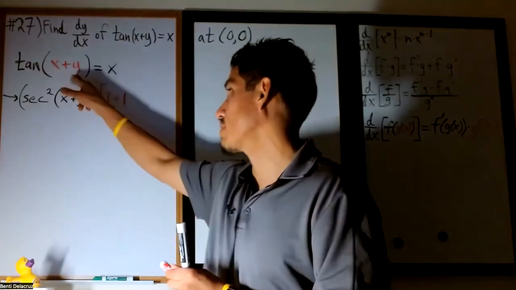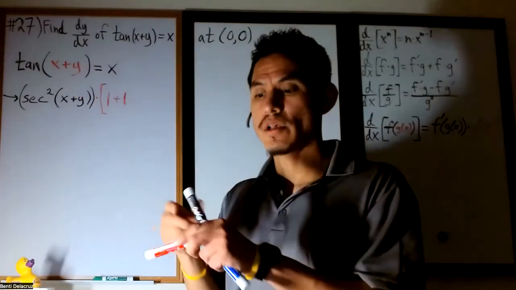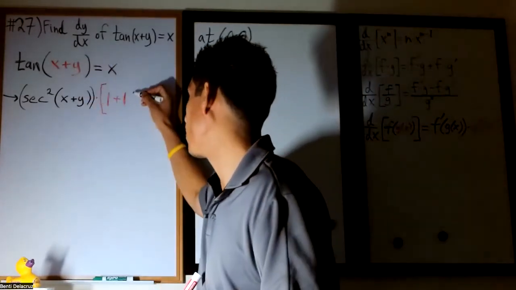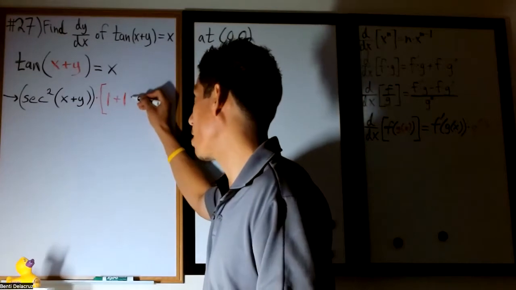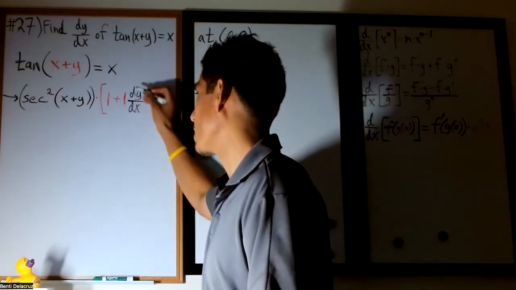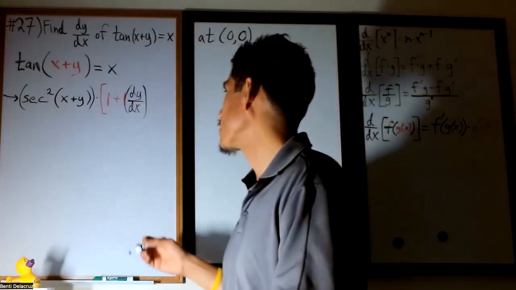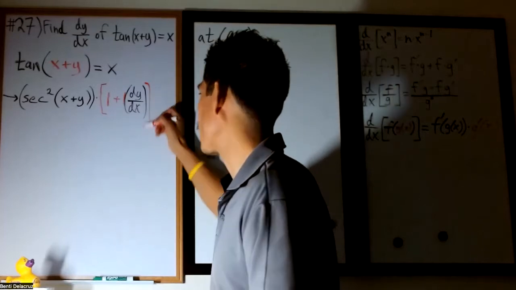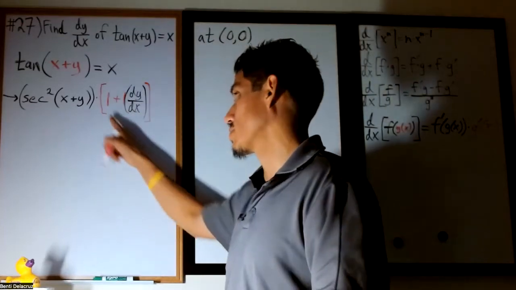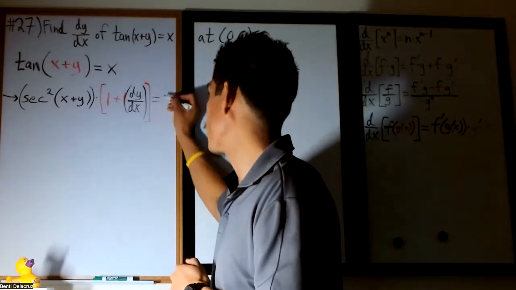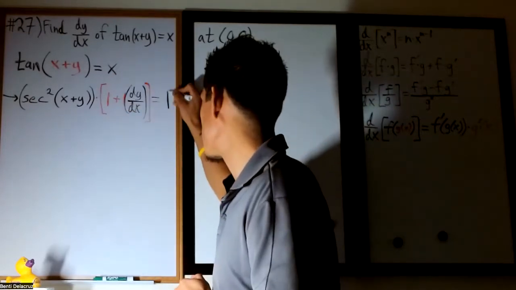But when we're differentiating a y term, we're also going to need to multiply the derivative by dy/dx. So we'll have 1 times dy/dx, or 1 dy/dx. All of that will be inside this red group, which is all being multiplied by this black group. And that'll be equal to the derivative of x, which is just 1.